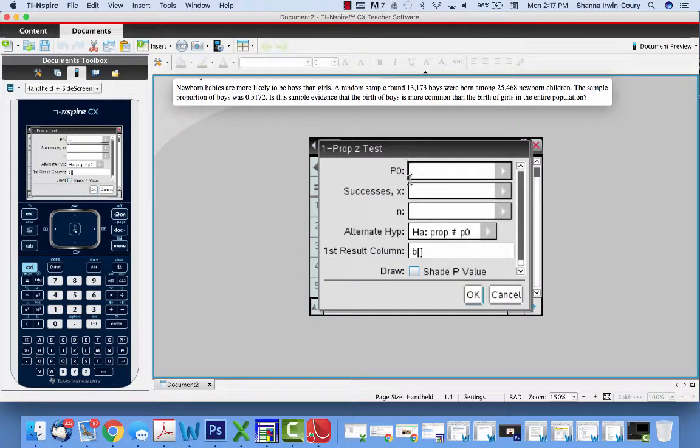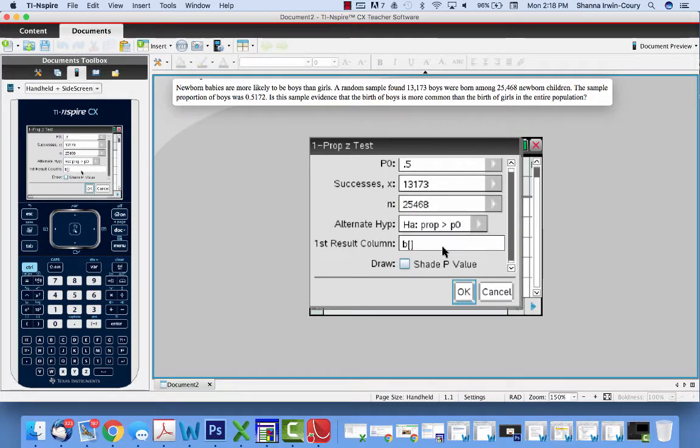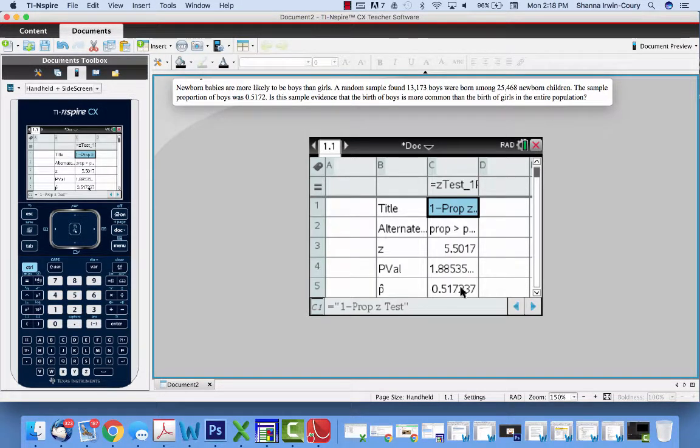The proportion with the 0 there means null proportion. So that's the 0.5. The null hypothesis was that p equals what? The null is that it equals 0.5, so here's the 0.5. And then the number of successes is the number of boys, so 13,173 out of the total population of 25,468. And our alternative is not that they're not equal, it's that it's actually larger. And I don't really care what this column is, so just click OK.